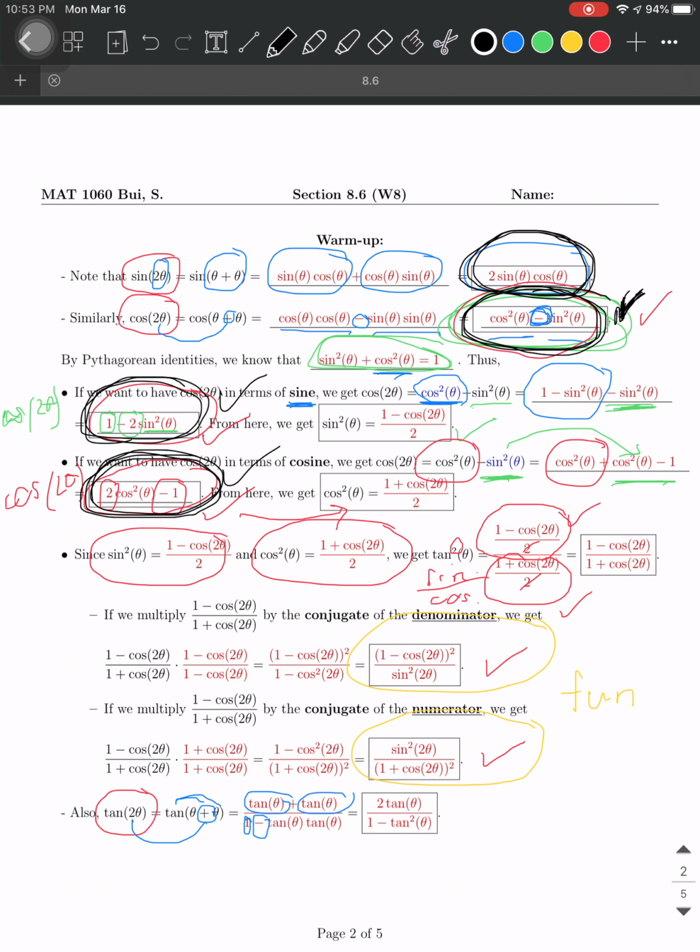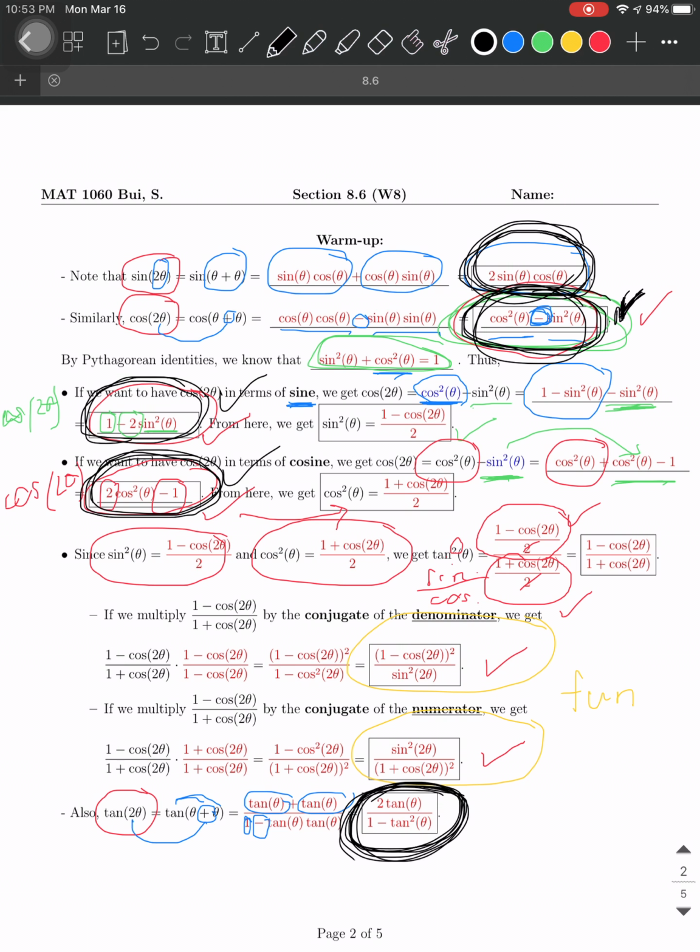And the last formula that I want you guys to memorize is this one. Tangent 2 theta equals 2 tangent of theta all divided by 1 minus tangent squared theta. So make sure you at least memorize this, this, and this. Okay. As for the two circles in yellow, it's just for fun. So if you can memorize it, fine, but don't try it.